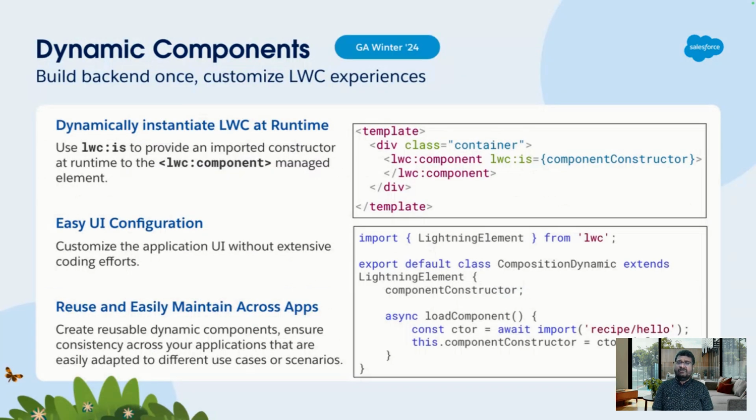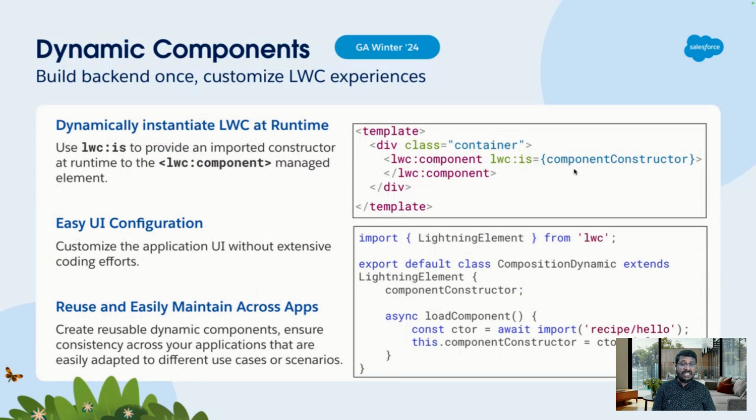So what are dynamic components? Dynamic components is a way in which you can dynamically initialize components. Maybe you have loaded a parent component, and then you want to initialize one of the child components dynamically. You don't know what component you are going to load; you can decide it during the runtime. How can you do that? You can do that by using one of the managed elements called lwc:component, which takes a parameter called lwc:is. And to this parameter, you supply the component constructor from your JavaScript file.